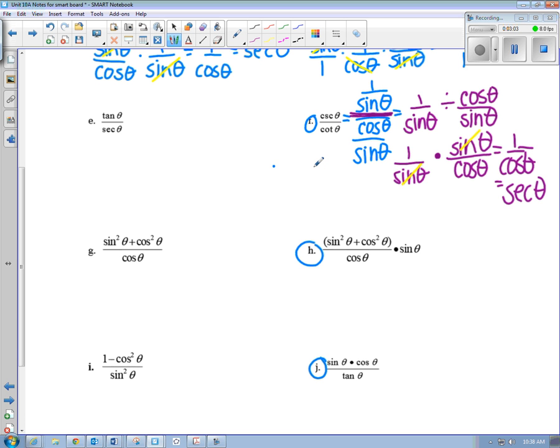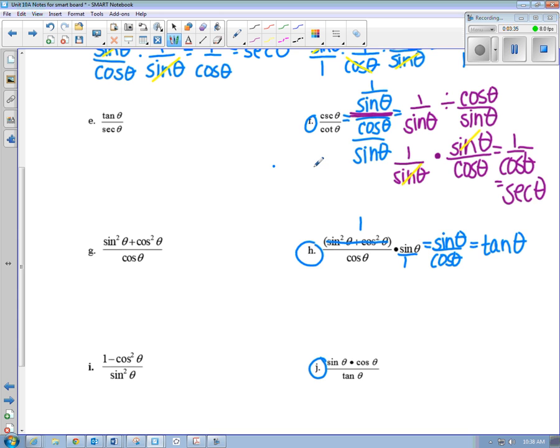For question H, I see that the numerator of the fraction has sine squared theta plus cosine squared theta. I know that this is equal to 1 because of the Pythagorean identities. So I have 1 over cosine multiplied by sine over 1, which gives me sine theta over cosine theta, which gives me tangent theta as my single trig function. So sine over cosine is tangent.